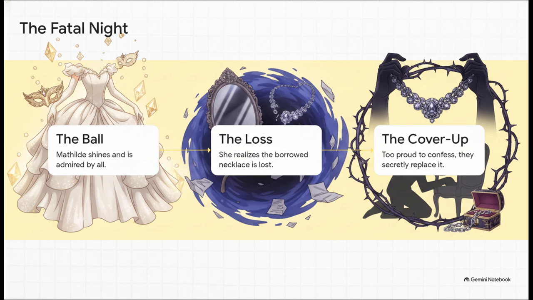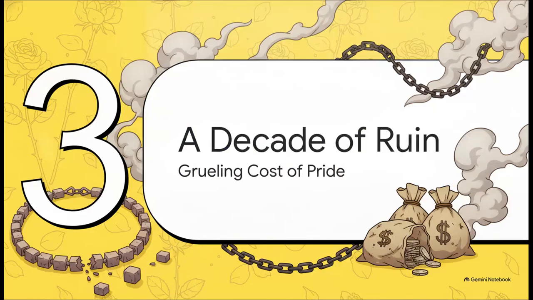She realizes the borrowed necklace is gone. After frantic searching turns up absolutely nothing, her pride takes the wheel. Instead of just coming clean to her friend, the couple makes a fateful choice. They decide to secretly replace the necklace. And guys, this one cover-up completely seals her tragic fate. Which brings us to Section 3, A Decade of Ruin, the Grueling Cost of Pride.